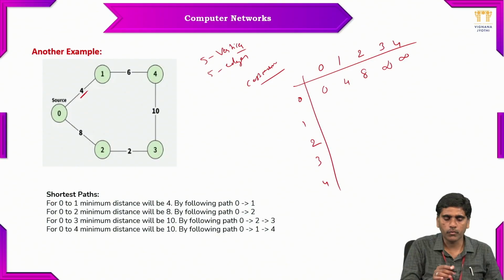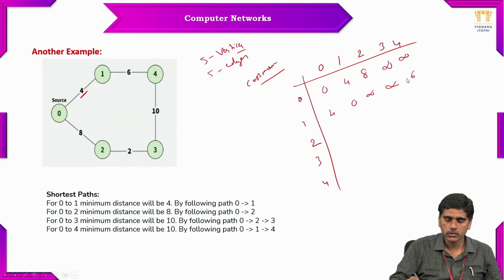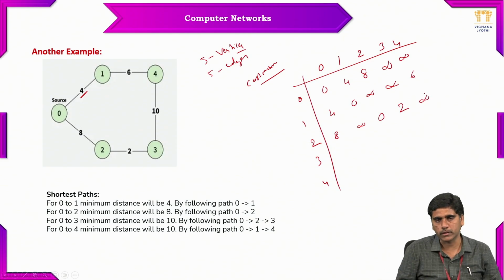Similarly for 1. 1 to 0, the cost is 4. And 1 to 1 is 0. And 1 to 2 is not directly connected, so infinity. Similarly 1 to 3 is also not directly connected, so infinity. 1 to 4 is directly connected, and the distance is 6. Similarly for 2. 2 to 0 is 8. 2 to 1 is not directly connected, so infinity. 2 to 2 is the self distance, 0. 2 to 3 is 2. And 2 to 4 is not directly connected, so it is infinity.